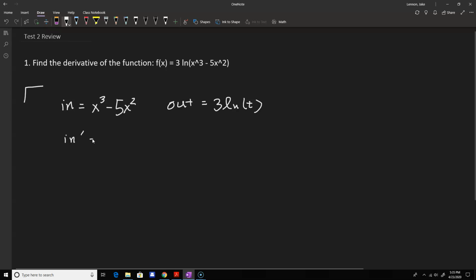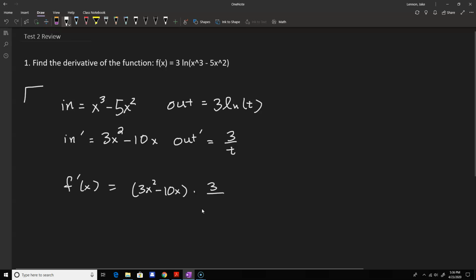So the derivative of the inside function, we just do as normal, 3x squared minus 10x. And the derivative of the outside function would be 3 times 1 over t, or 3 over t. And then the way we get the derivative here is we do f prime of x, which is the in prime times out prime, and we replace t by the original inside function. So we get 3x squared minus 10x times 3 divided by x cubed minus 5x squared.